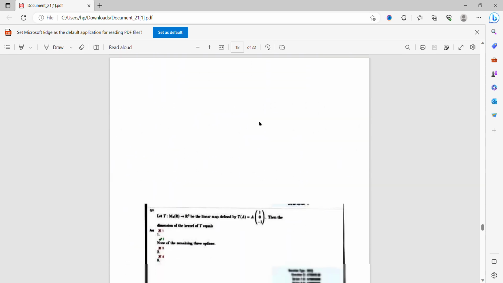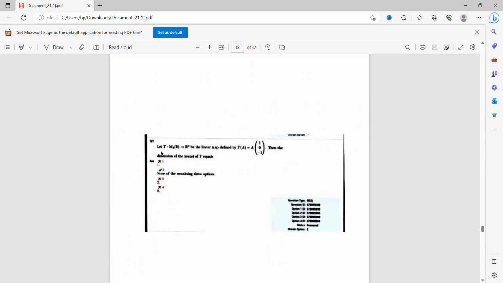So okay, come to the next one. It is the easiest problem. I hope all the students can solve it very easily. So T is a linear map from M3(R) to R3, defined as T(A) is basically A times (1, 0, minus 1). Okay, then it asks for the dimension of the kernel of T.